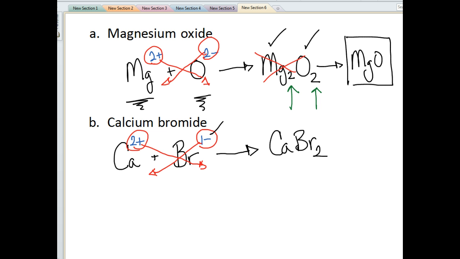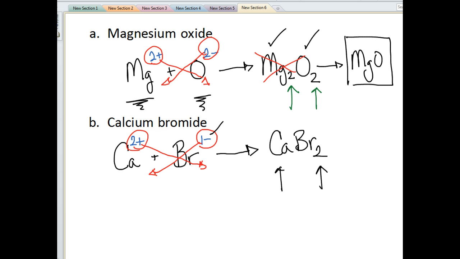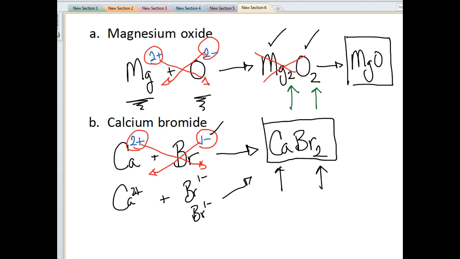So really what this is telling us, and we cannot reduce this anymore, is it takes 2 bromines, because they have 1 minus charge, to neutralize 1 calcium with a 2 plus charge. So we would have, in reality, a calcium plus a bromine with a 1 minus plus a bromine with a 1 minus. And that's what gives us that answer up there. So we're looking to get a neutral charge. So this is our final answer. It cannot be reduced down. Those numbers at the bottom have to be whole numbers.